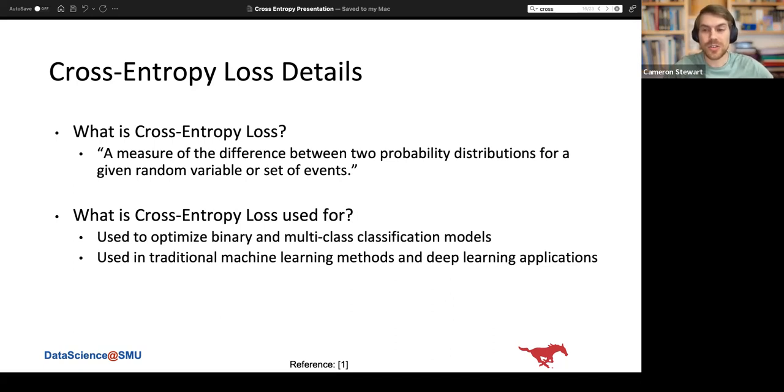What is cross-entropy loss used for? It is used to optimize binary and multi-class classification models. And these models are typically traditional machine learning models, such as naive Bayes, LDA, or deep learning applications like neural networks, which is what we're discussing today.